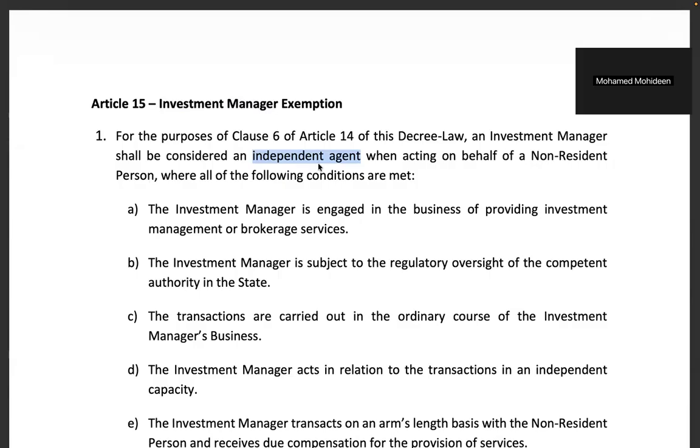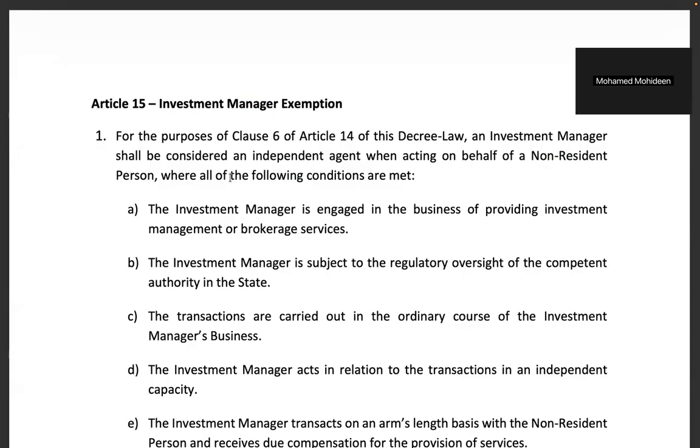So will that create a permanent establishment for the non-resident person? If the investment manager is an independent agent, then can that investment manager be called the dependent agent of a non-resident person? No, he cannot be called a dependent agent, he's independent. So is there a permanent establishment being created for this non-resident person in the UAE? No, that is the whole point of this article. It's basically protecting or defending the non-resident person. If you appoint a dependent agent, it becomes a PE, exactly.